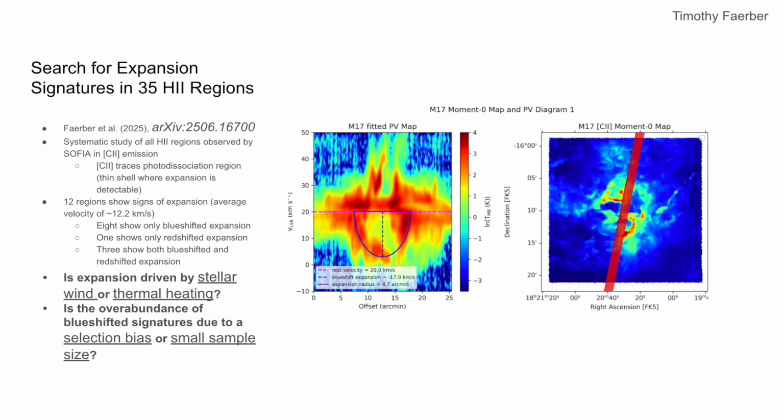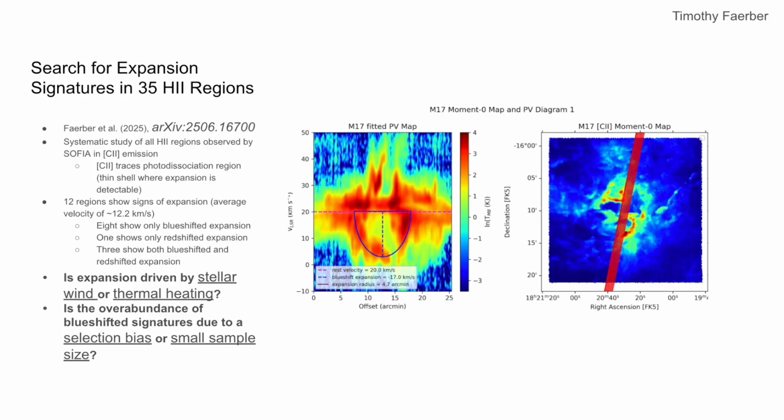So if we had a perfectly uniformly expanding sphere, we would expect to see a perfect circle centered around the rest velocity. For this specific H II region named N17, we have a rest velocity of 20 kilometers per second with an offset of negative 17 kilometers per second, meaning a blue-shifted expansion towards us of 17 kilometers per second, with no red-shifted expansion present. And this is a common trend across the sample.